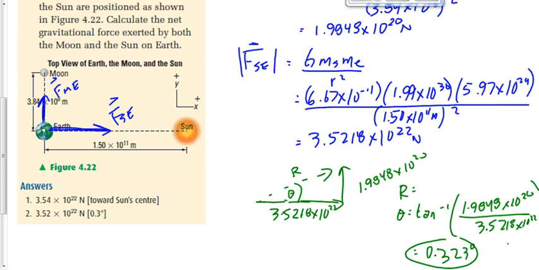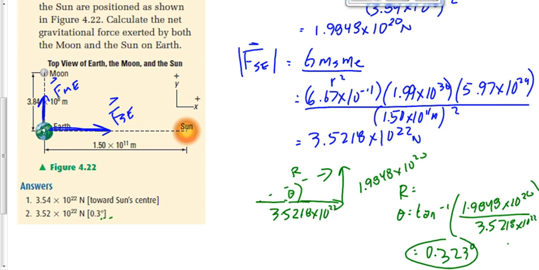Now, I'm not sure why they rounded that to 1 digit, actually. The 0 is not significant because it's a leading 0. The 3 is, it's a trailing 0. So that's only 1 digit. I'm not sure why they did that. That should be a 3-digit answer, 0.323 degrees.